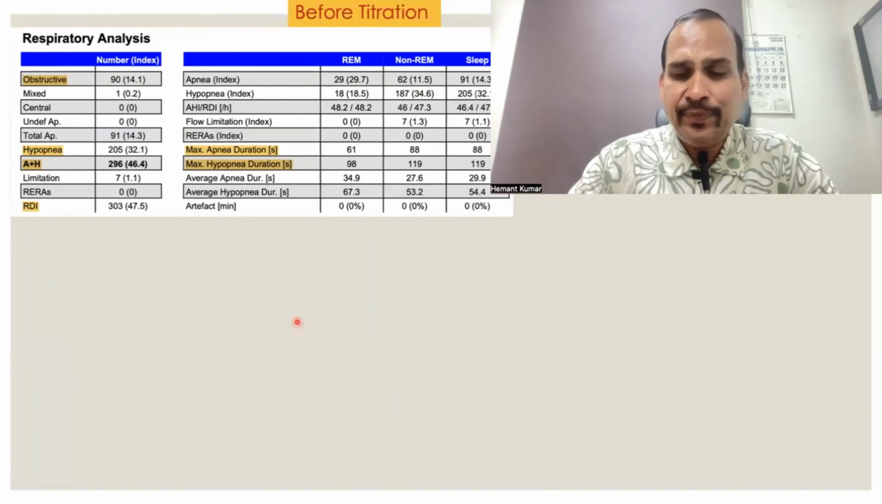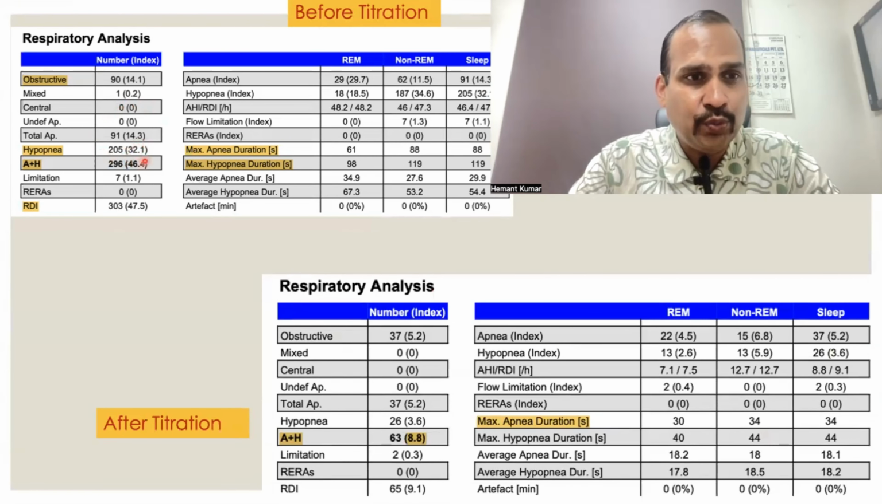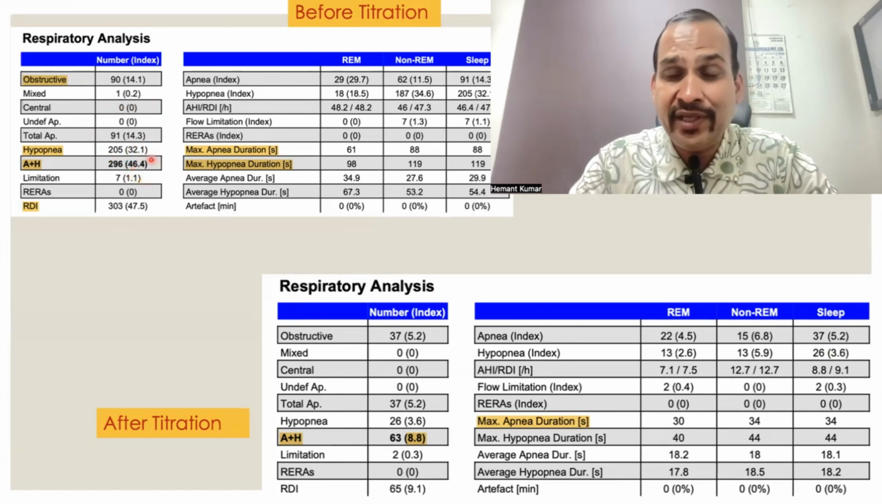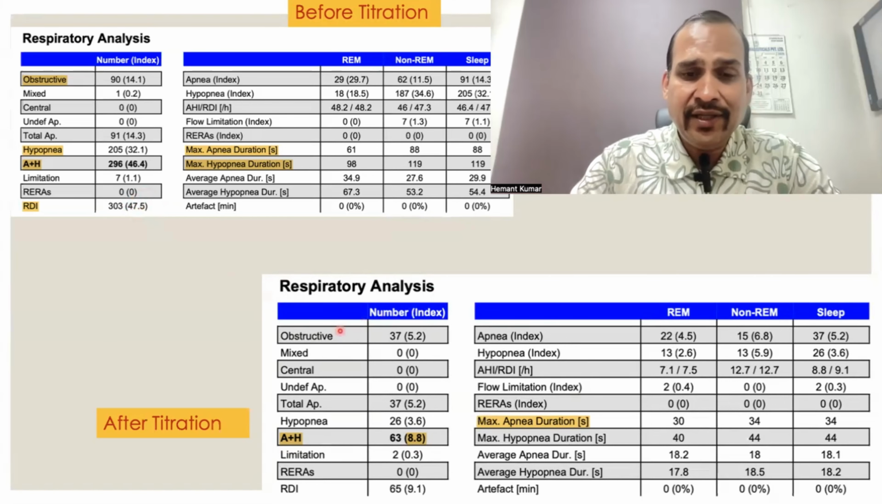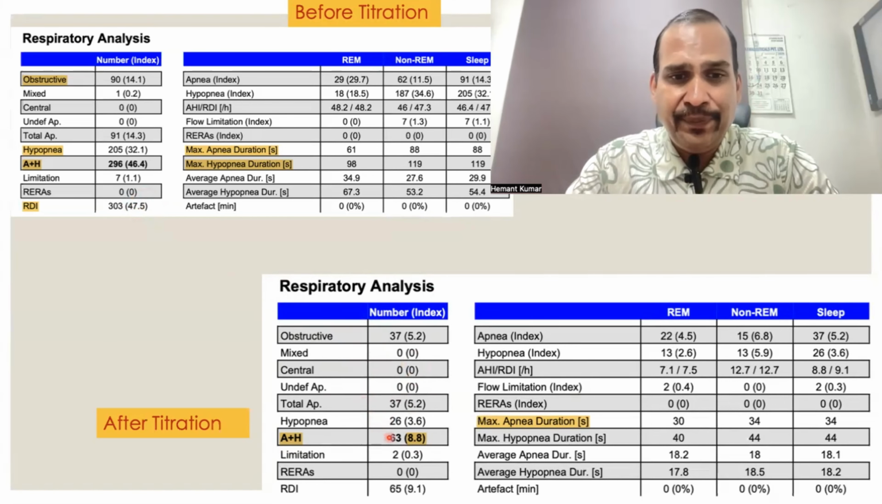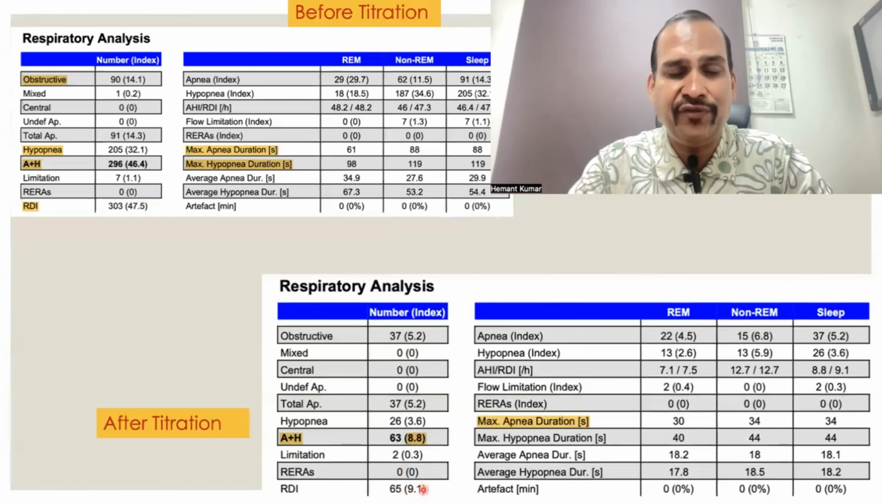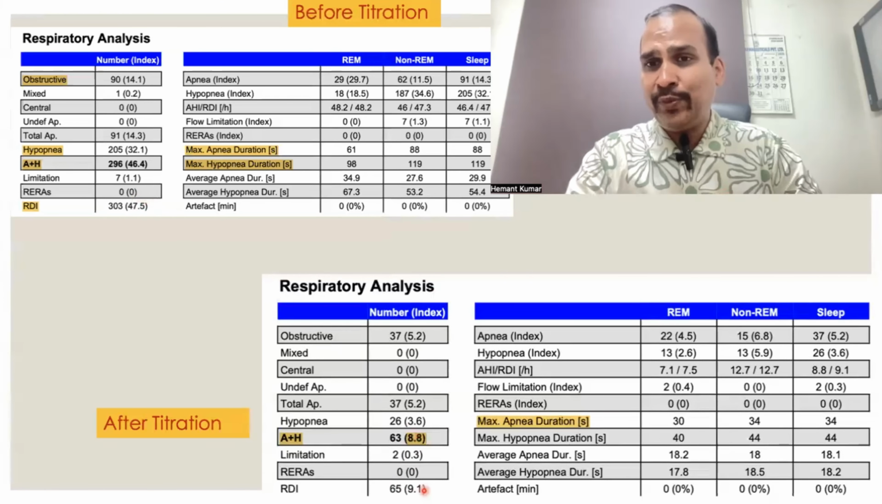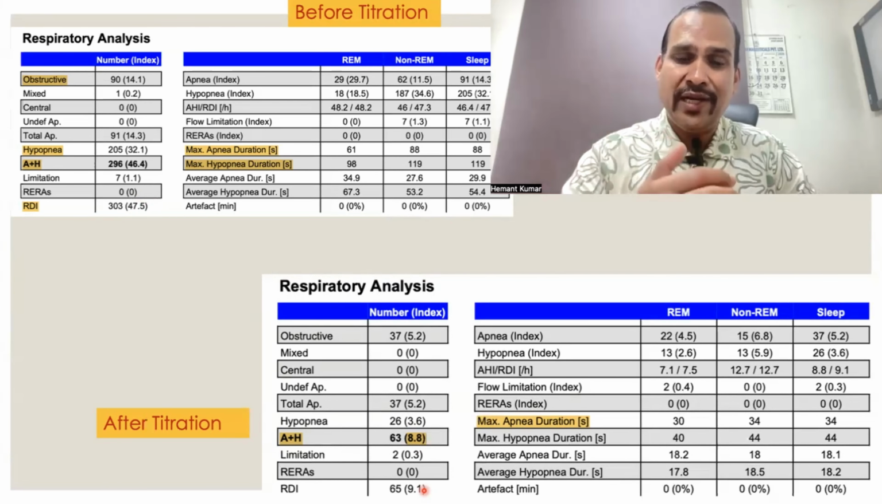Now before titration, what was the patient's AHI? 46.4, severe obstructive sleep apnea. RDI is 47.5. After titration, with CPAP, the patient's AHI reduced from 46 to 8.8, around an 80% reduction in AHI. RDI is 9.1. So there is marked improvement in AHI and RDI. So this is a good titration.